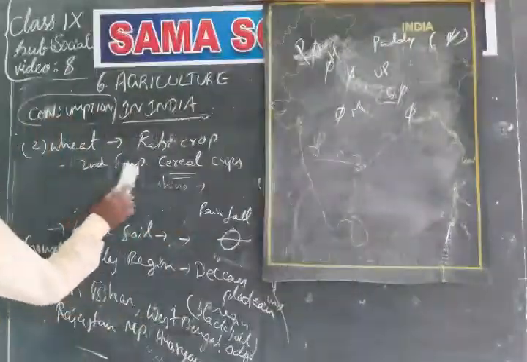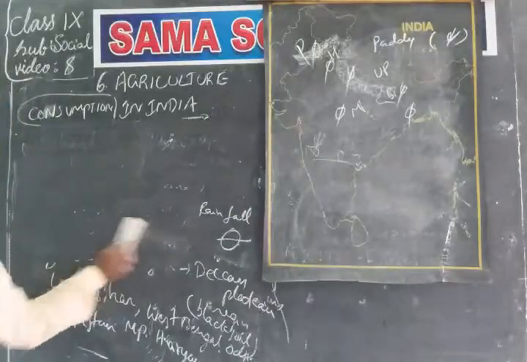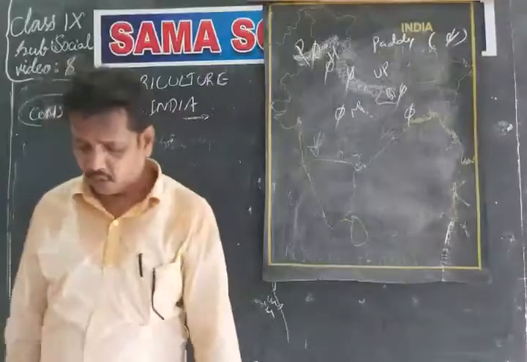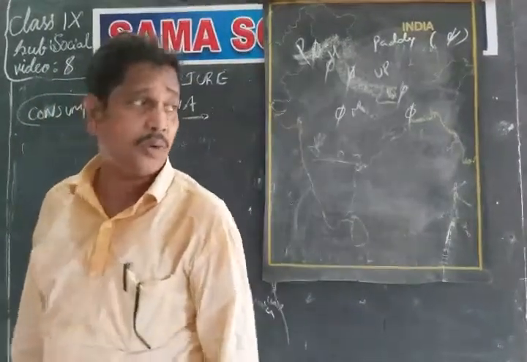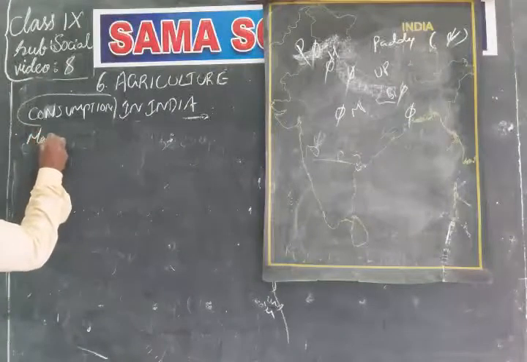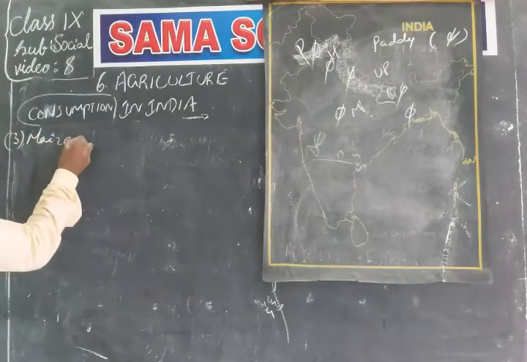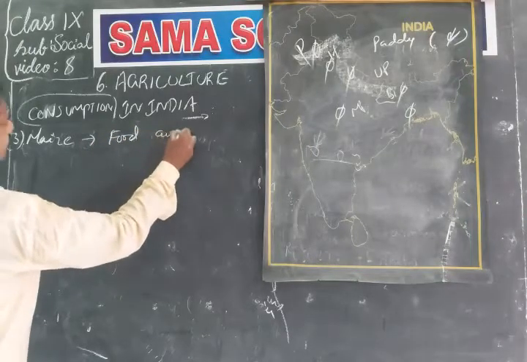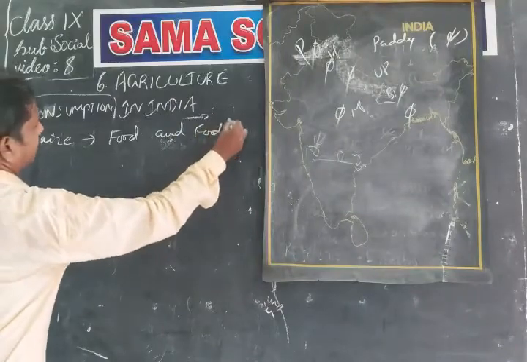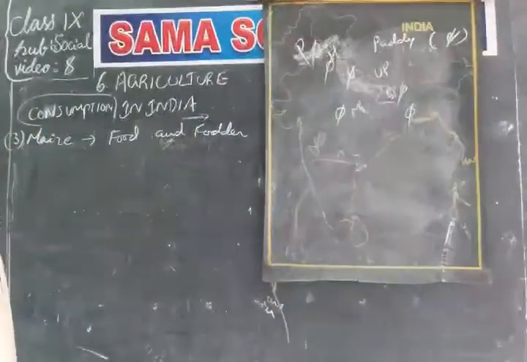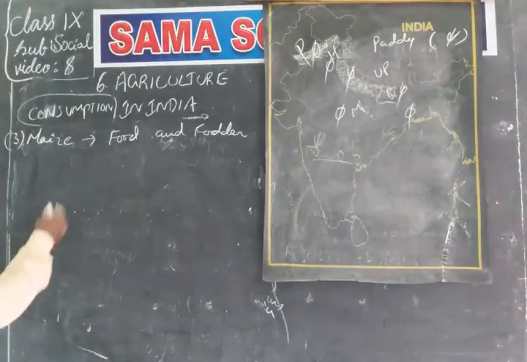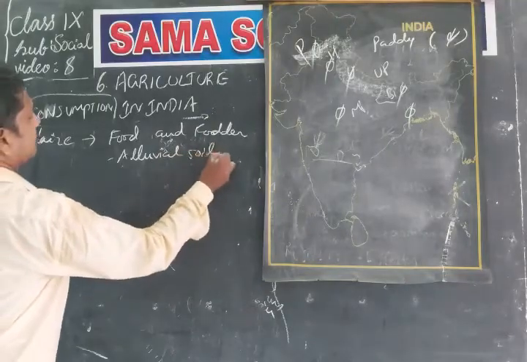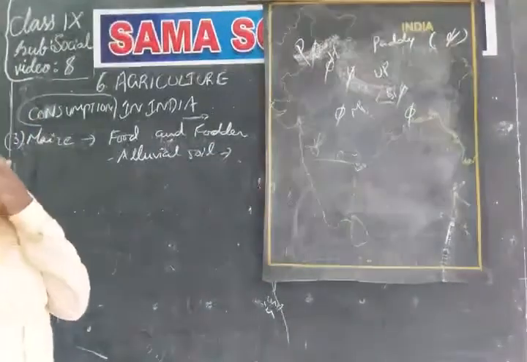Next, the third important crop is maize crop. This crop is used as food and fodder. This maize crop, the third important food crop, is used as both food and fodder. So this is mostly reared in the alluvial soil regions.